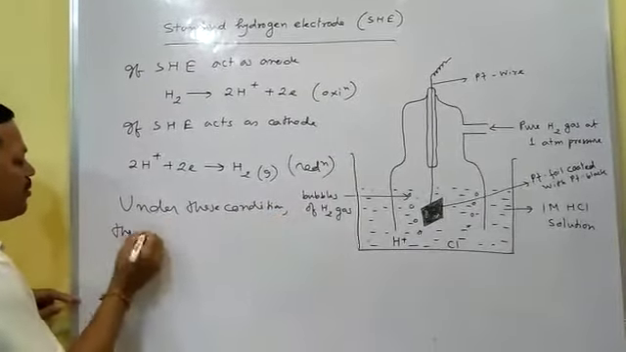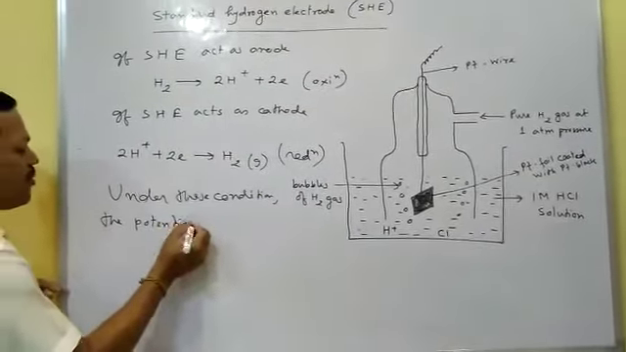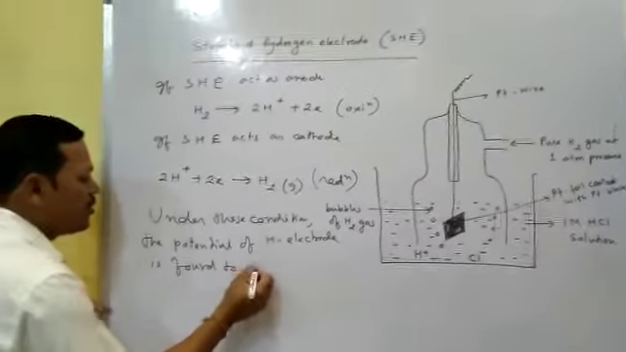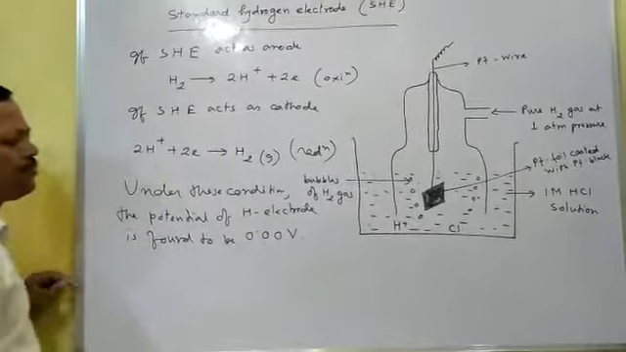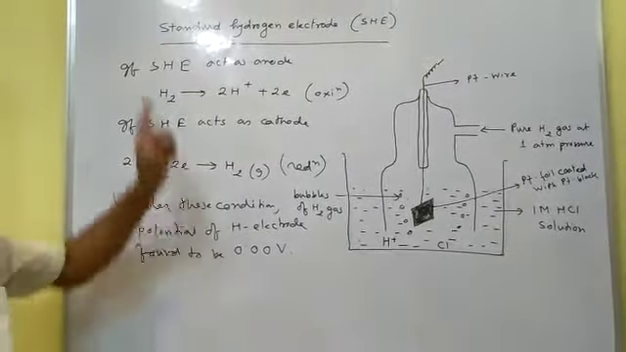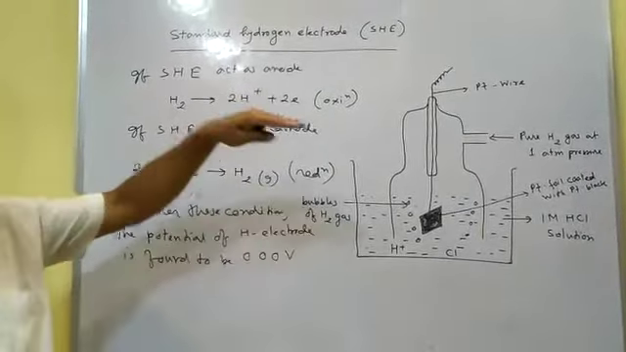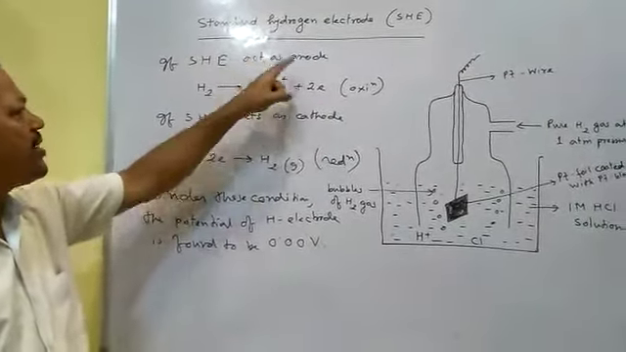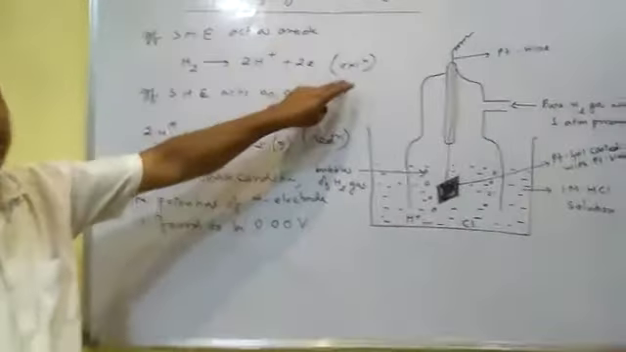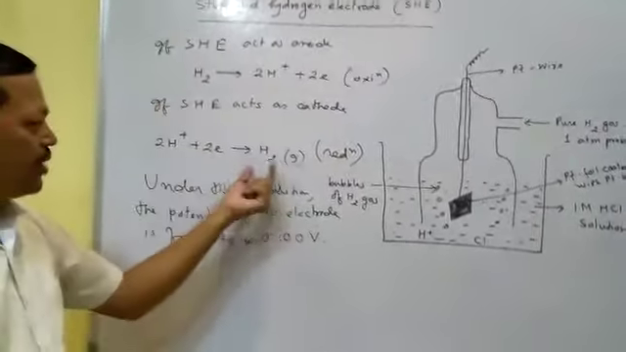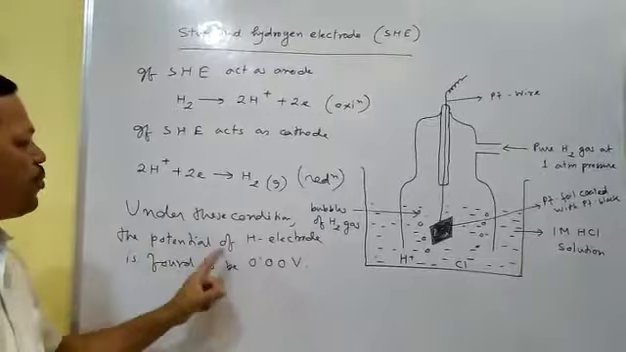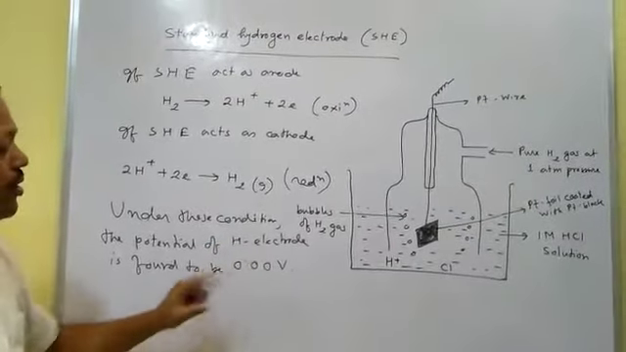Under this condition, the potential of the hydrogen electrode is found to be 0.00 volt. So one of the characteristic properties of the standard hydrogen electrode is it can act as cathode also, it can act as anode also. It can undergo both oxidation and reduction. When it acts as anode, loss of electrons takes place, it undergoes oxidation, and when it acts as cathode, it will show reduction. And under this condition, the standard potential of the hydrogen electrode is found to be 0.00 volt.